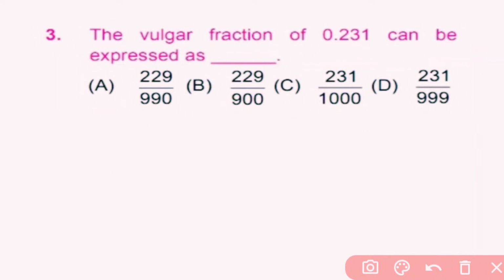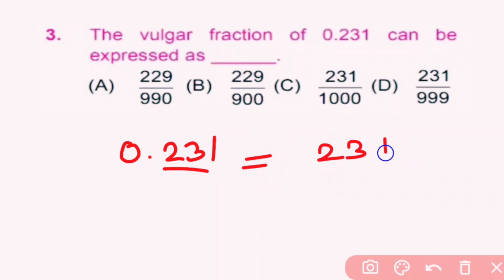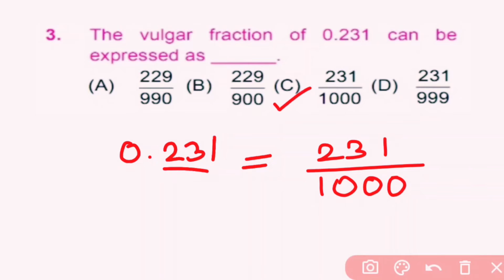Question number 3. The vulgar fraction of 0.231 can be expressed as. So here there are 3 figures after the point, so it is expressed as 231 by 1000. So C is the correct answer.